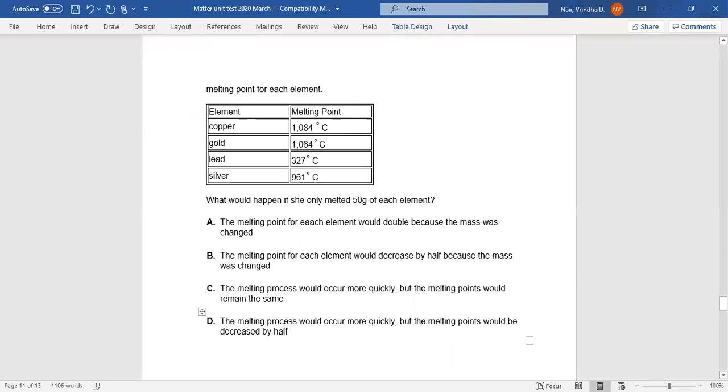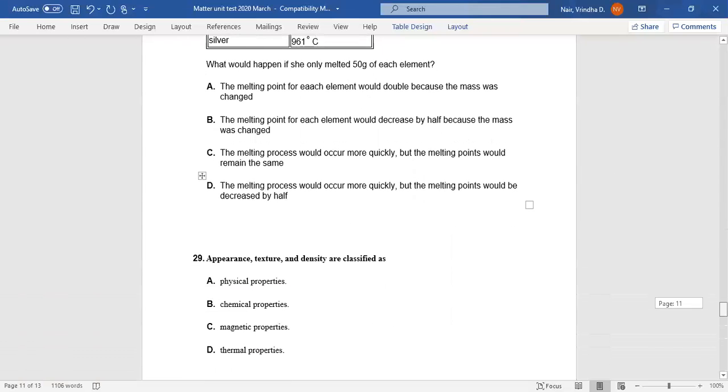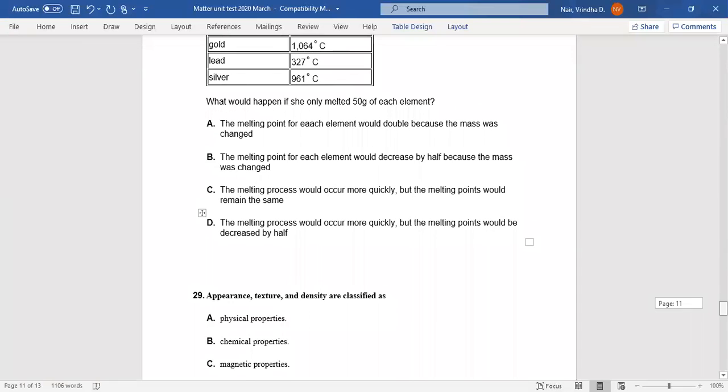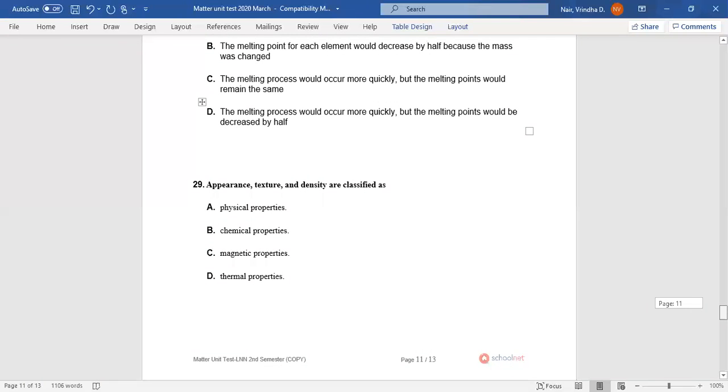Again, read carefully, because some of the questions, if you don't read carefully, you might get confused and the answer might go wrong. So take your time to answer each and every question, read through it, and then do your work. Appearance, texture, density are classified as what? Are they chemical properties? Is it a physical property? Is it a magnetic property or a thermal property? That is the question.